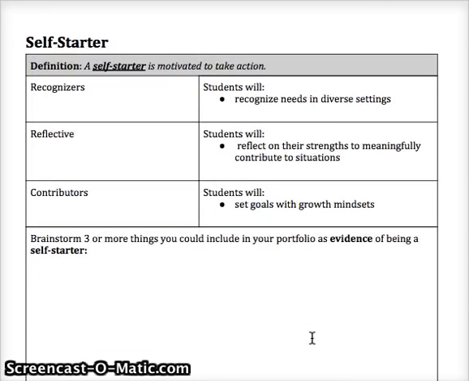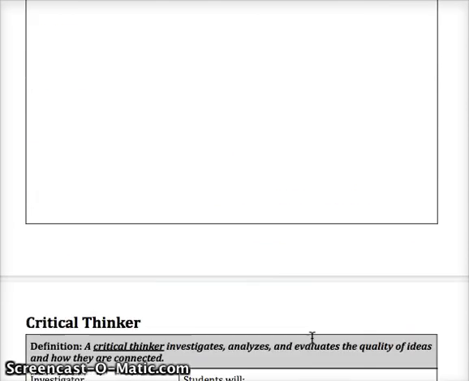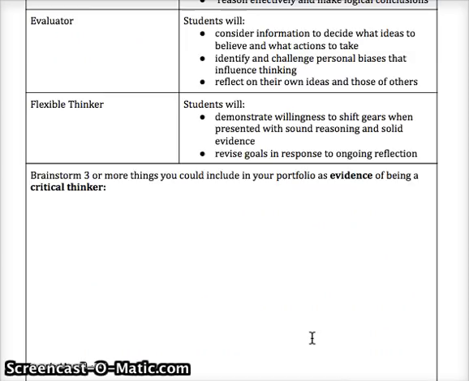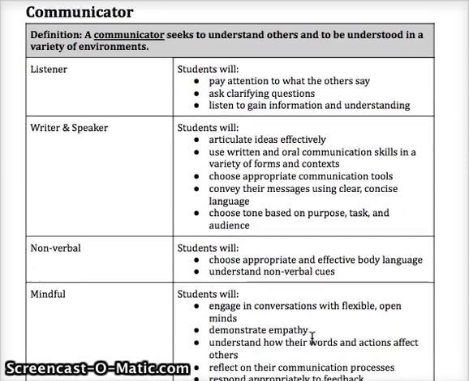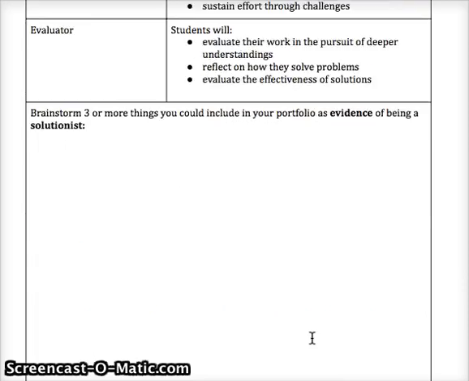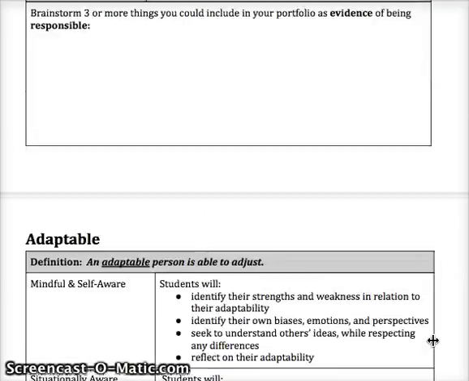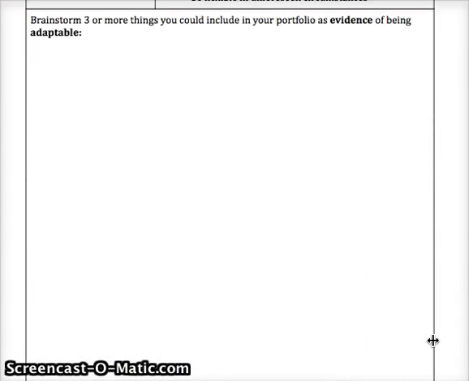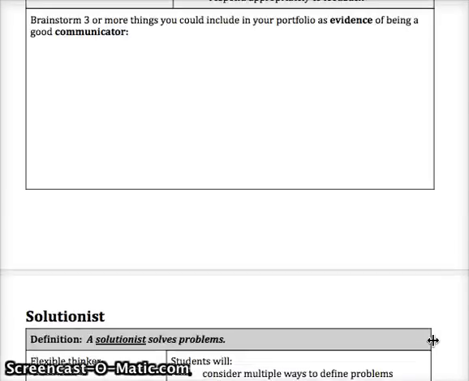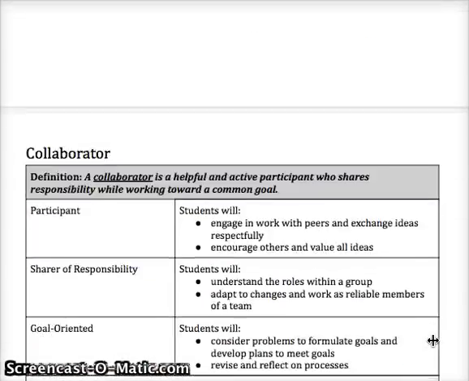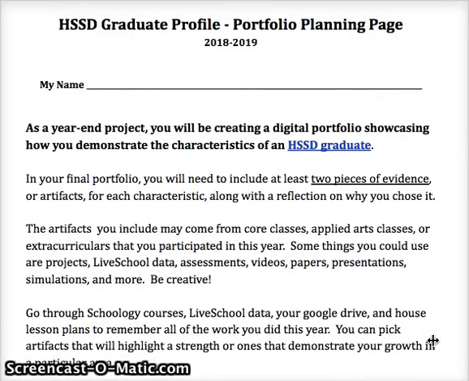And then some of the other ones that you'll be working with are self-starter, showing that you are a critical thinker, communicator, a solutionist, showing you're responsible. And side note here, I would say this would be one that would be really awesome to maybe use live school data for. Pull up your timeline or look at some things that you maybe got responsibility points for. That would be an awesome piece of evidence to use for this one. Adaptable, and I already said solutionist. So those are going to be each of our categories that you're going to be working on today.